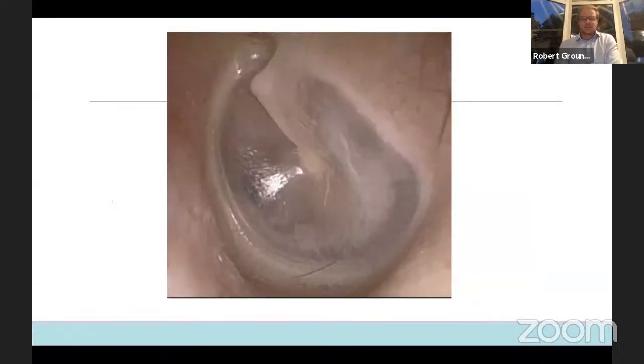Looking in the ears in kids can be quite tough. Actually, you can find it difficult to get a good view. Sometimes there's a bit of wax, but usually with a bit of manipulation, you eventually get a view. And this is what we're after.